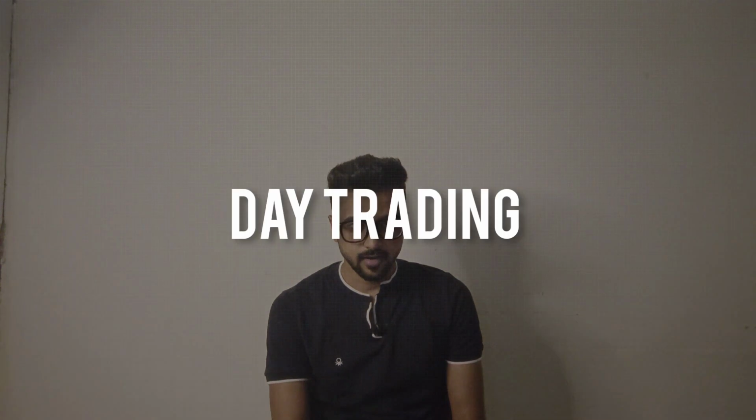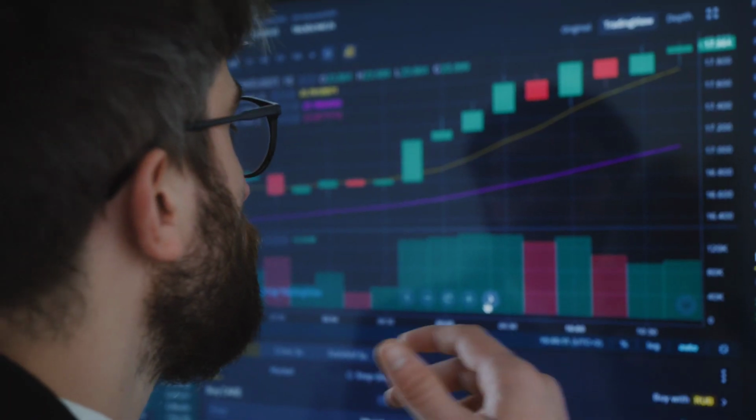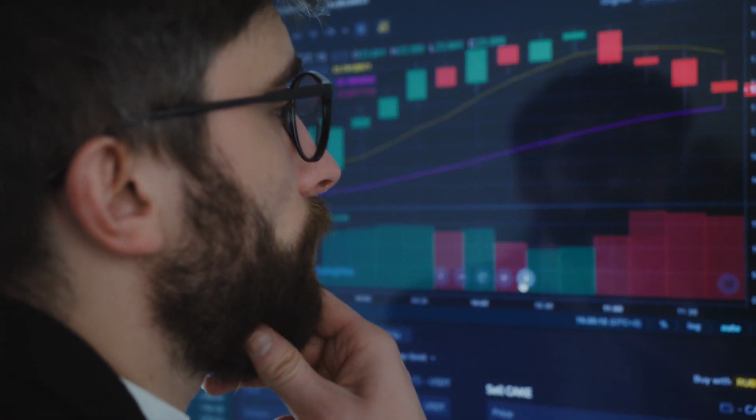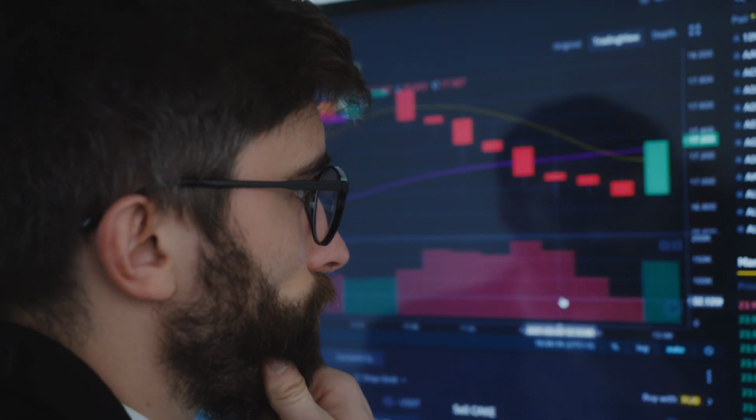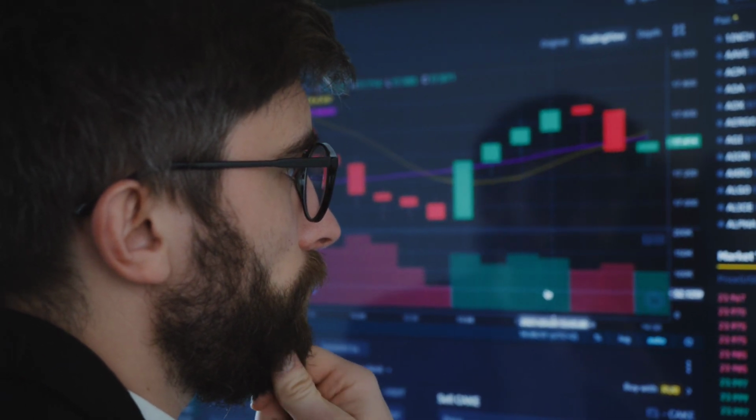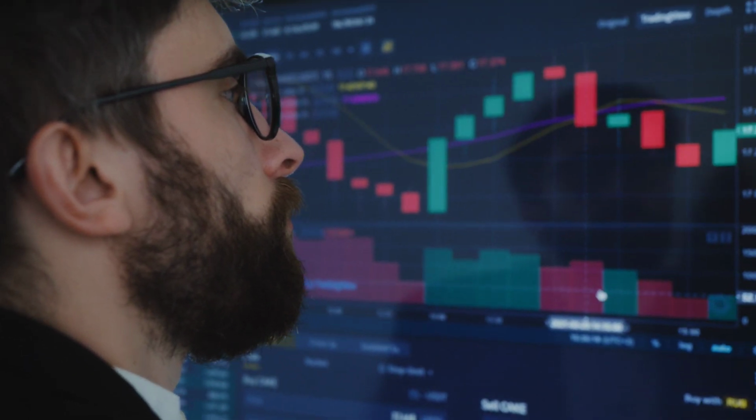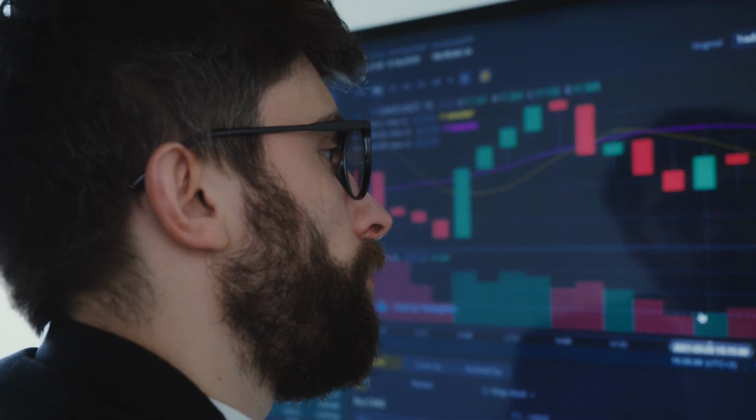The first type we are exploring is day trading. Imagine this, you are at your computer monitoring the markets closely throughout the trading day. Day traders open and close their positions within the same day, aiming to profit from short term price movements. Day traders rely on technical analysis to make quick decisions. Their focus is on capturing intraday price swings and capitalizing on market volatility.